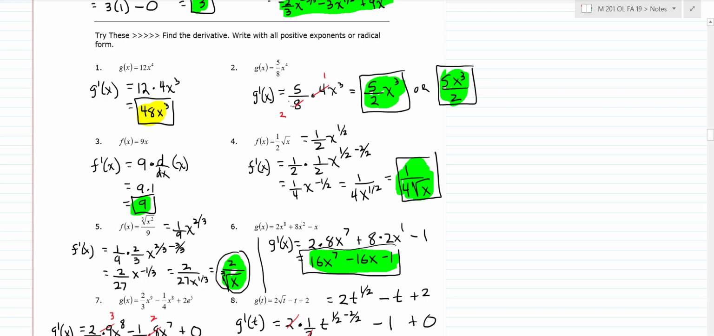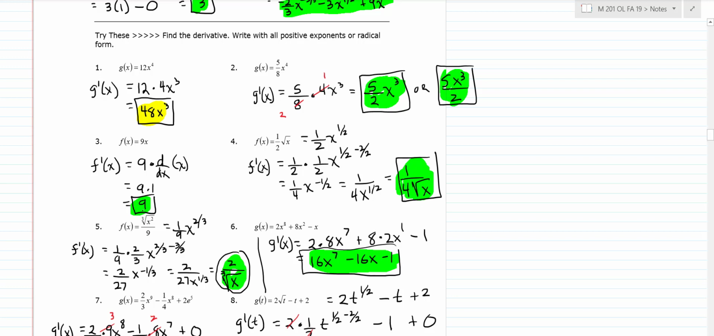Same thing here. 5/8 is a constant, write it down. The derivative of x to the fourth is 4x to the third. You can reduce the fraction, so you get 5 over 2 x to the third. And this can be written one of two ways. These are both the same thing: 5 halves x to the third or 5x to the 3 over 2. They mean exactly the same thing, right?